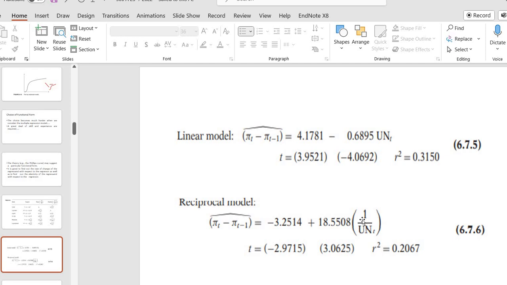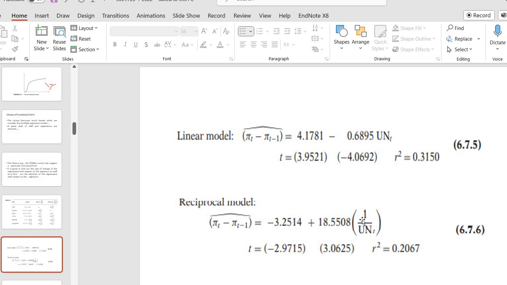Look at the significance. In the first model, the linear model, the constant had a t value of 3.9, whereas the second t value is lesser but still significant as per the 2t rule. Similarly, in the above linear equation, the coefficient of unemployment was significant at minus 4.06, whereas in the lower model it is 3.06. So both models satisfy the significance. And if we compare the R square, the first model has 31%, whereas the second model has 20%.